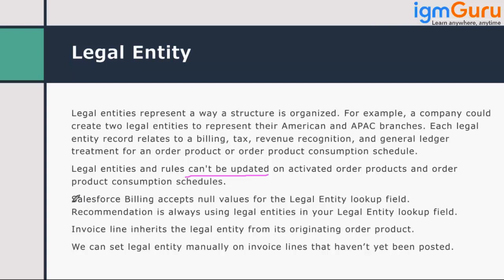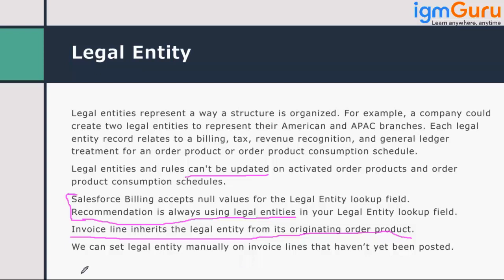Now, from the system standpoint, sometimes the question is asked: if I do not populate a legal entity, what will happen? Because this is not a mandatory field anywhere. Well, the system will not give you any error. The system will not even stop any transactions. All things are happening, but you will see that things are not correctly populated. Sometimes it works, sometimes something is not working. So that is why it's highly recommended that you always use legal entities to bind all the transactions under that. Okay. And of course, the invoice line will inherit the legal entity from the order product, right?